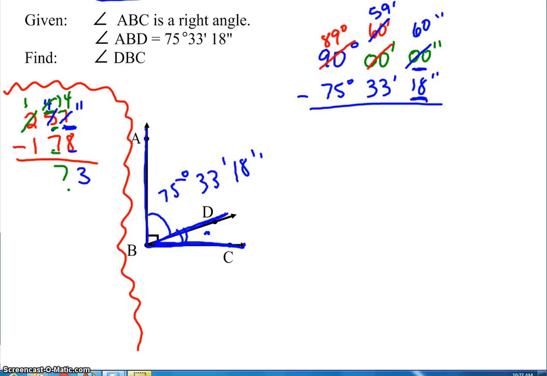Now I think I'm ready to do the subtraction. 60 take away the 18, oh yes, I can do that now. That would be 42 seconds. 59 take away the 33 would be 26 minutes. 89 take away the 75 would give me 14 degrees. So that leftover angle must be 14 degrees, 26 minutes, and 42 seconds. Next page.